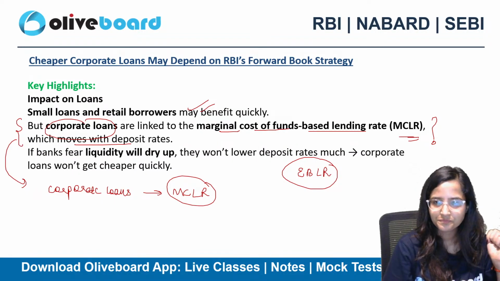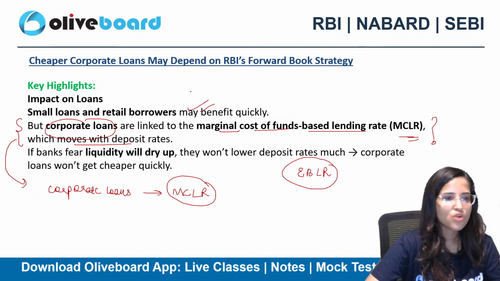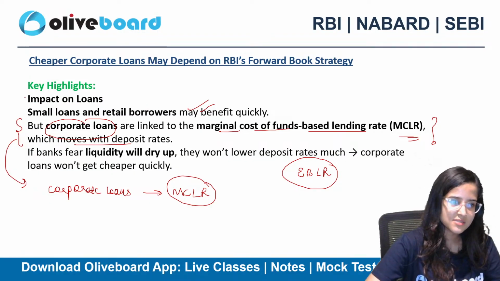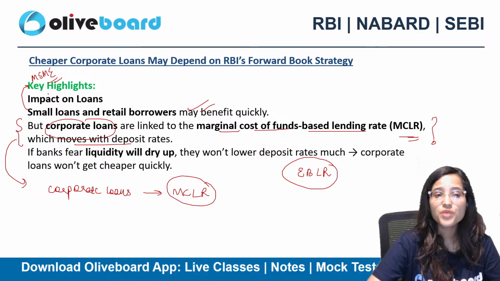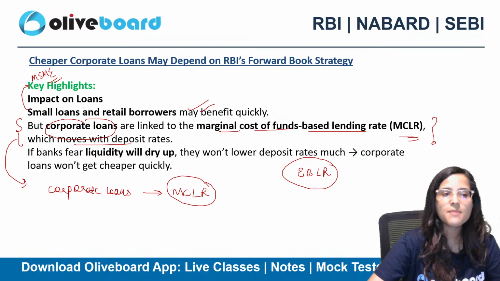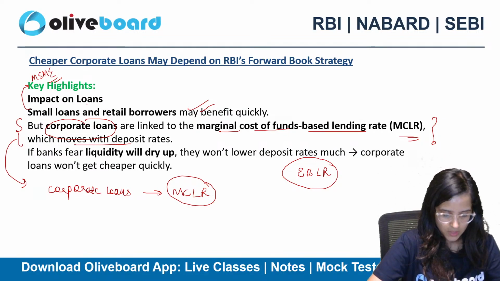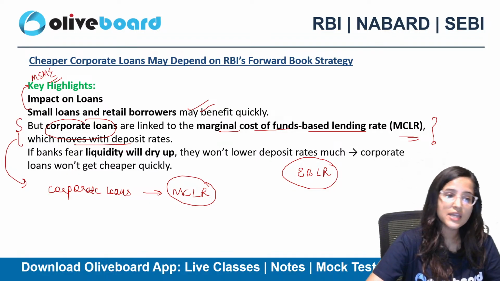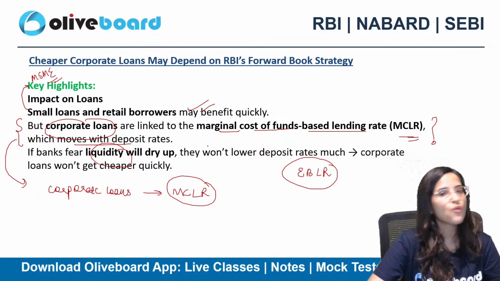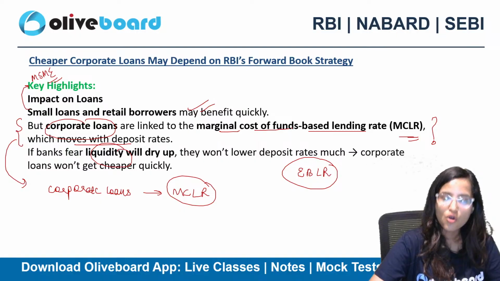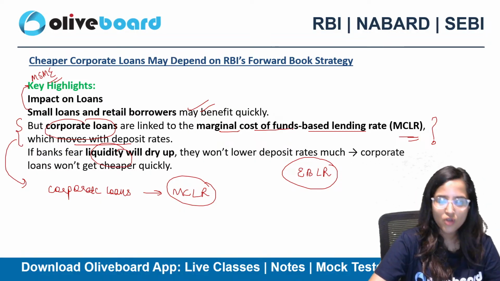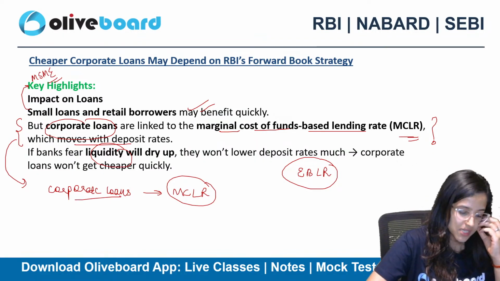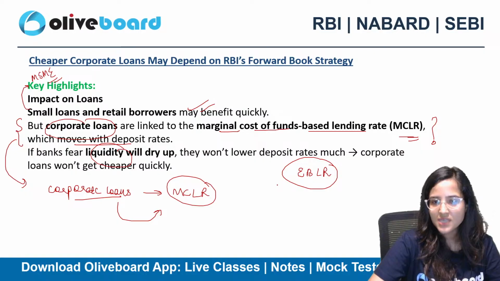Any idea? यहाँ पे I'm saying that small loans जो MSMEs या फिर कोई लेते हैं loans, that they might benefit quickly, but the corporate loans which are linked to MCLR, they might not benefit. ठीक है. So here they are saying that if banks fear that liquidity will dry up, liquidity कम हो जाएगी, तो वो अपने deposit rates को change नहीं करेंगे. Corporate loans तो cheap होंगे नहीं, and then that means we are not going to see the impact of a repo rate and a CRR cut.